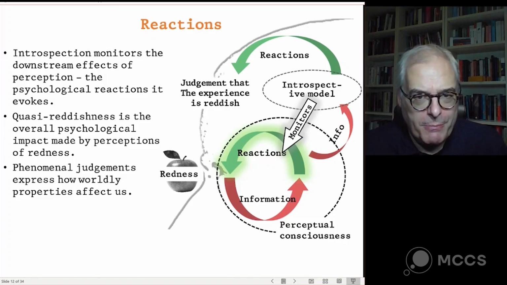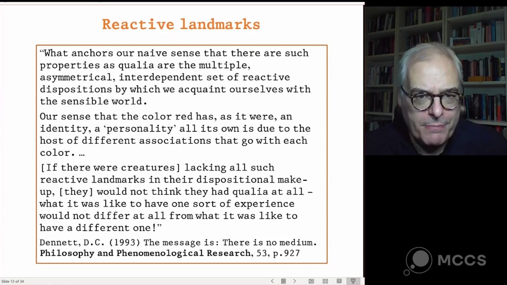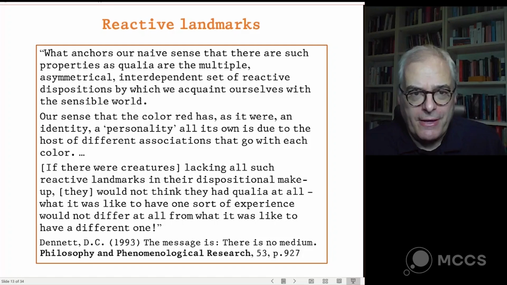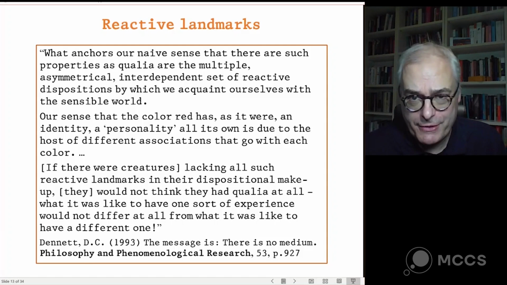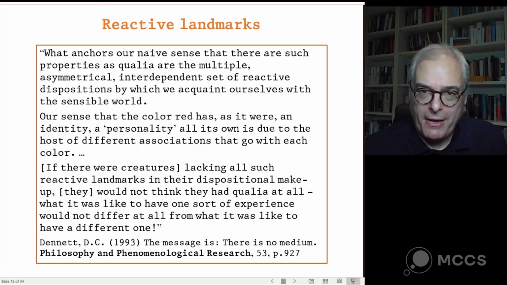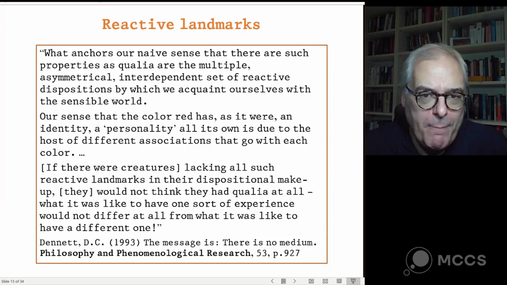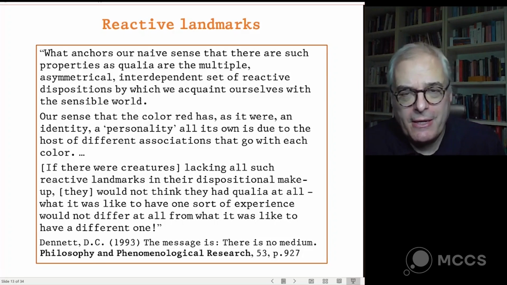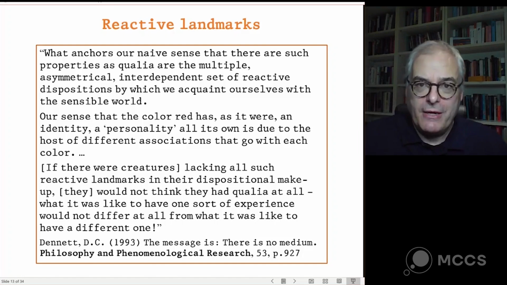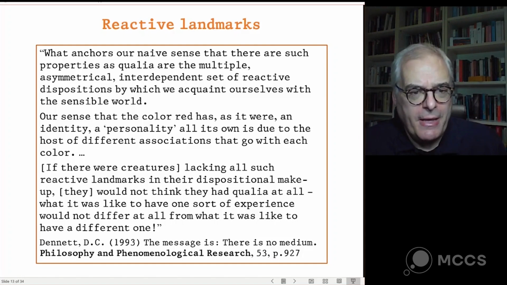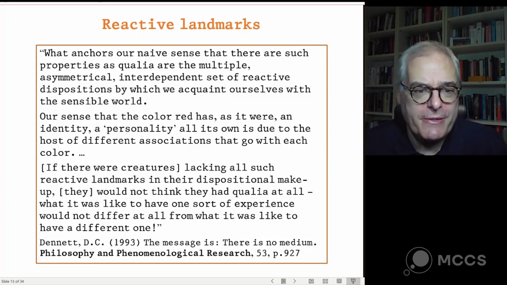Here's a little quotation from a 1993 paper of his, in which he says this: "What anchors our naive sense that there are such properties as qualia," when he talks about anchoring here, of course, he's referring to what I call the quasi-phenomenal properties, the properties which are the basis for these judgments about qualia. "What anchors our naive sense that there are properties such as qualia are the multiple asymmetrical interdependent set of reactive dispositions by which we acquaint ourselves with the sensible world. Our sense that the colour red has, as it were, an identity, a personality all of its own, is due to the host of different associations that go with each colour, the associations that are evoked by the recognition of the colour. If there were creatures lacking all such reactive landmarks in their dispositional makeup, they would not think they had qualia at all. What it was like to have one sort of experience would not differ at all from what it was like to have a different one."